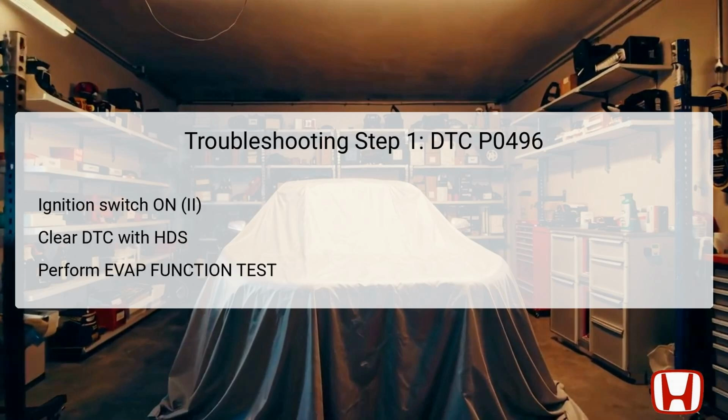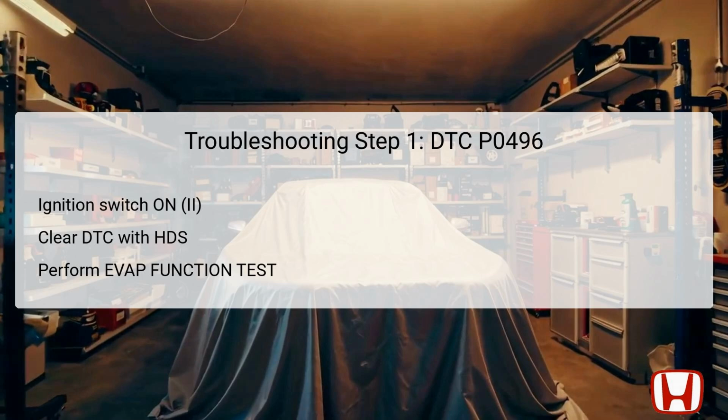The first step in troubleshooting DTC P0496 begins by turning the ignition switch to the ON position, which powers the electrical systems of the vehicle without starting the engine. Once in this position, utilize the HDS, or Honda Diagnostic System, to clear any existing DTCs, including P0496, from the vehicle's memory.